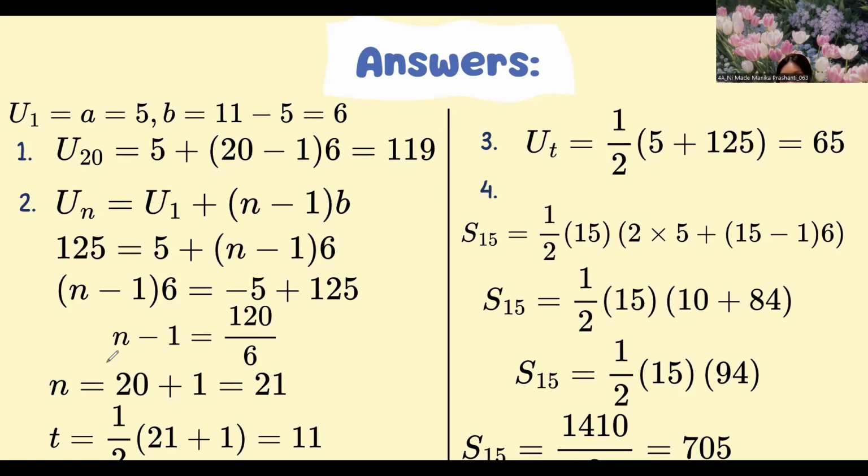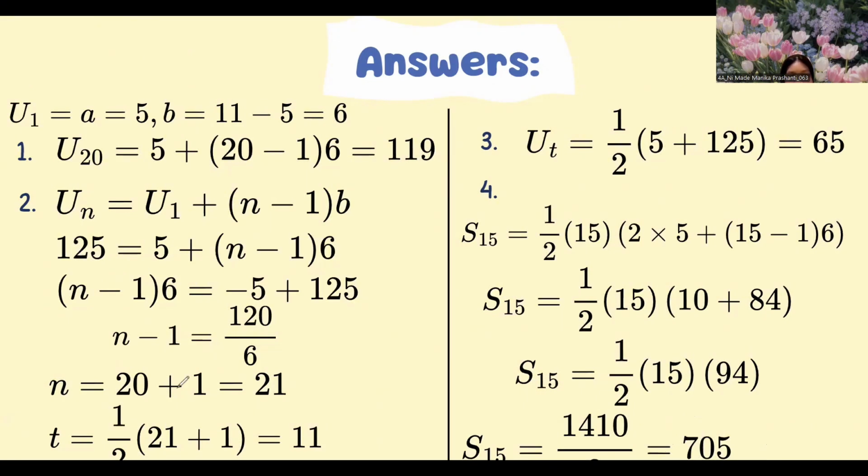For number 4, we just use the Sn formula, where the Sn formula is half times n times 2a plus n minus 1 times b. And substitute the value and evaluate, and we get S15 is 705.